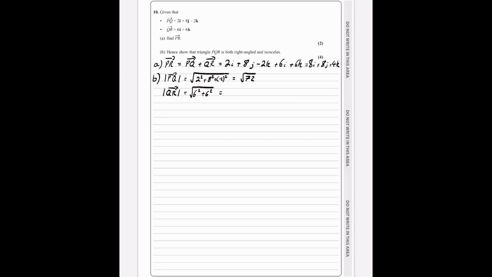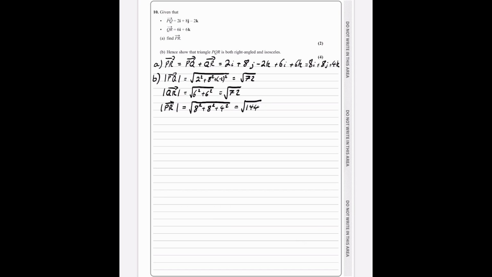And that's also the square root of 72. And lastly, the magnitude of PR is going to be 8 squared plus 8 squared plus 4 squared, which comes out as the square root of 144.